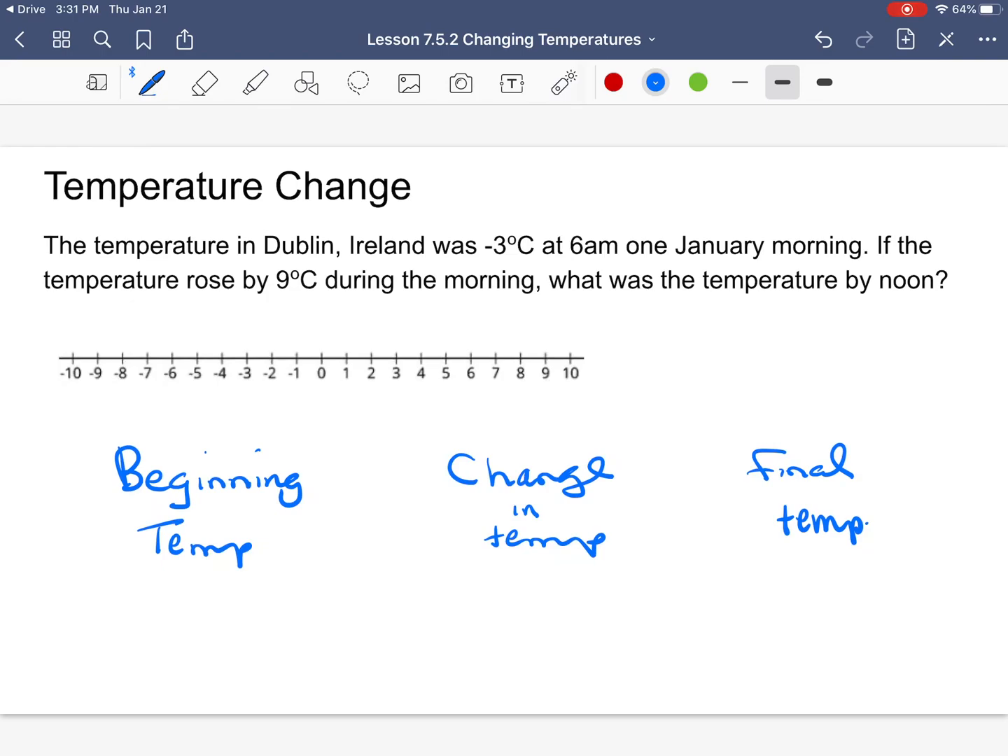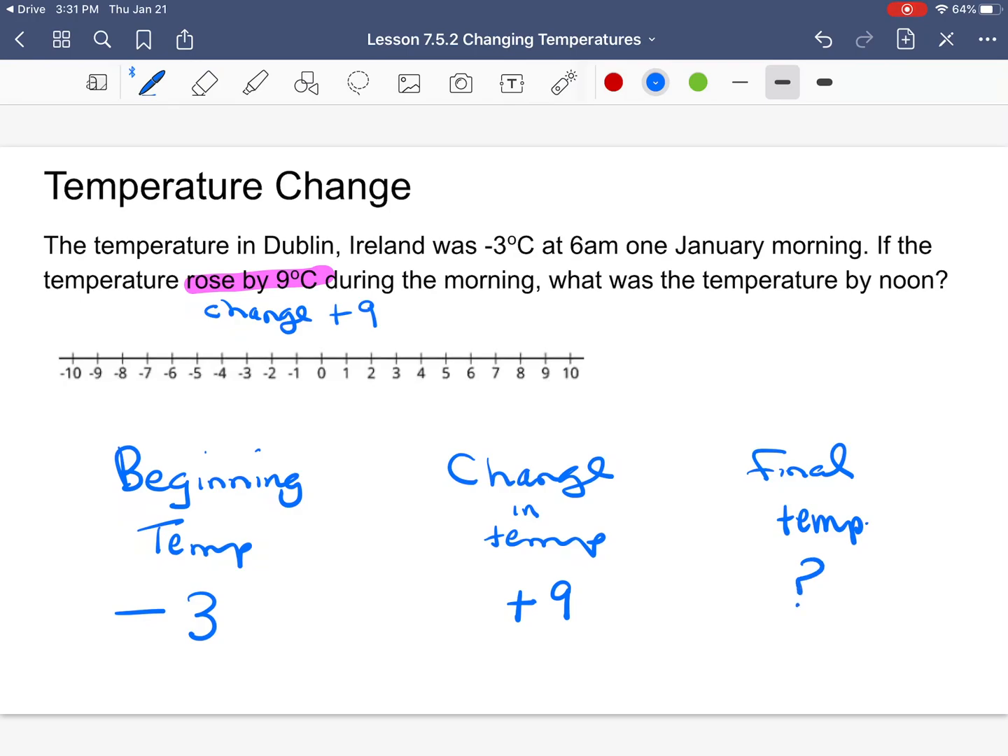So the temperature started off at -3 degrees, so it's -3. It rose by 9 degrees, so that's your change. Your change here, it rose by 9 degrees, is +9 because it rose, it increased. So +9, what is your final temperature at noon?